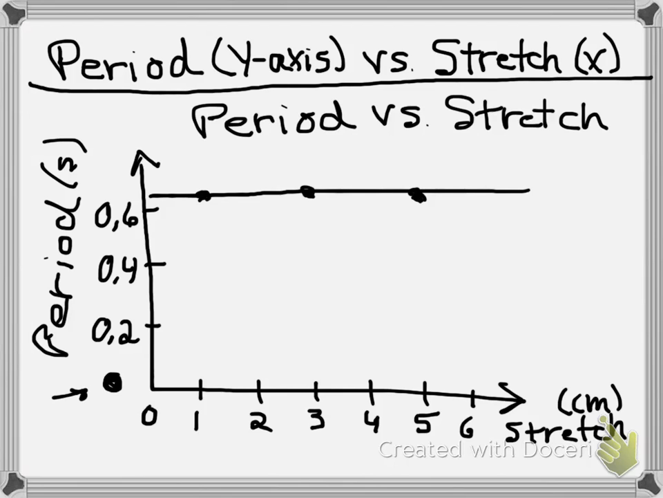Now, the next thing you do is put in your data points. So at 1 centimeter, I have a data point at 0.633. I don't remember. It's on the last page. And at 3 centimeters, I'm about 0.63. And at 5 centimeters, I'm about 0.63 or 0.64.